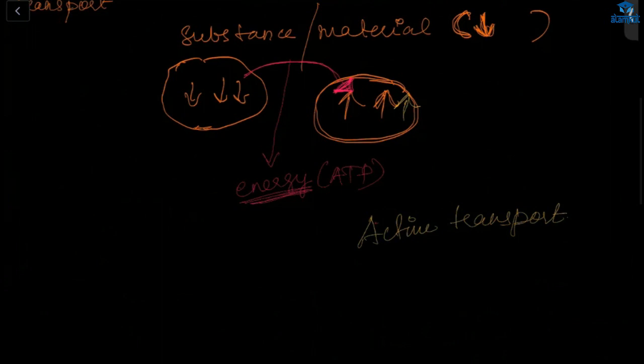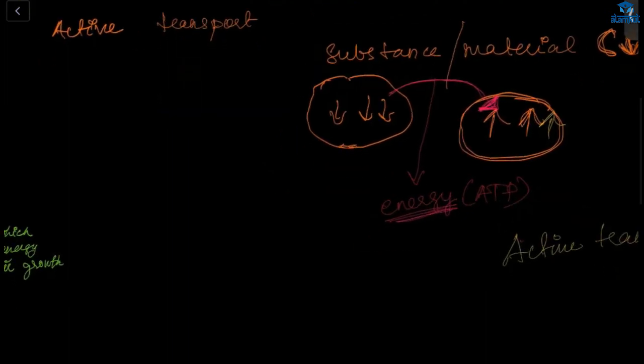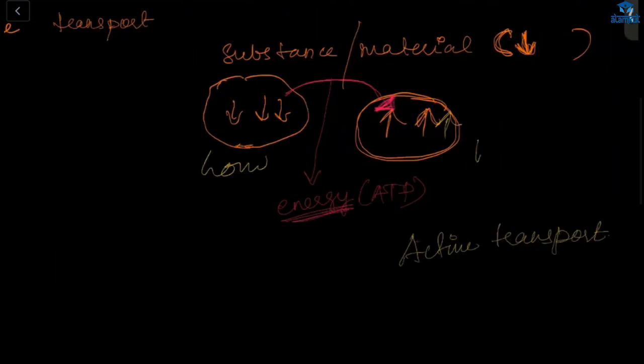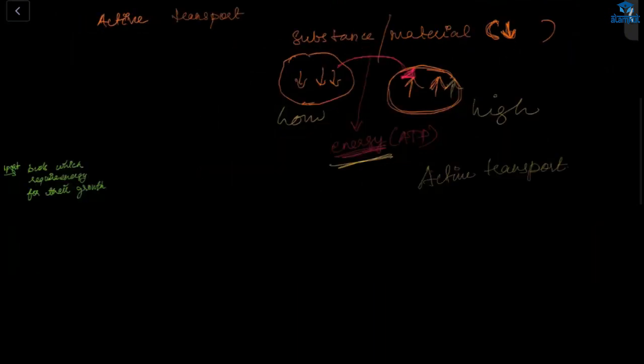So it is the opposite of passive transport, which is from high concentration to low concentration. In the case of active transport, what will happen? From low concentration to high concentration. Movement of material from low concentration to high concentration with the help of energy. Okay, got it? Everyone got it?